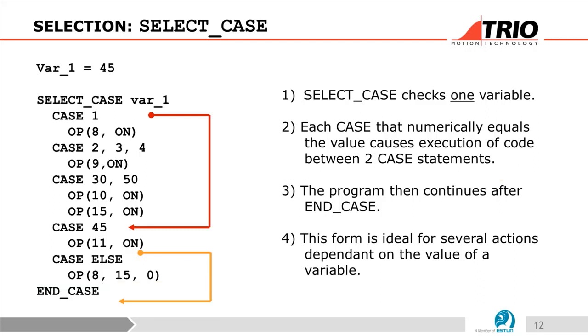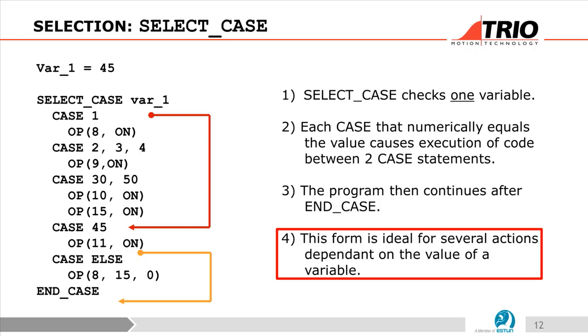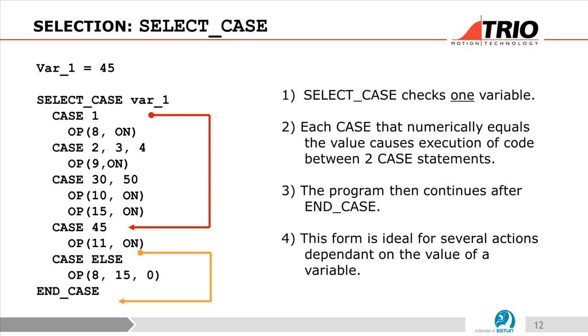You can set a variety of program branches and set them as case 1, case 2, case 3. So for case 1 you can execute this. This form is ideal for several actions dependent on the value of the variable. You can actually program the case on a VR as well. For example, VR20 is the case: if VR20 is 5, execute case 5; if VR20 is 1, execute case 1.